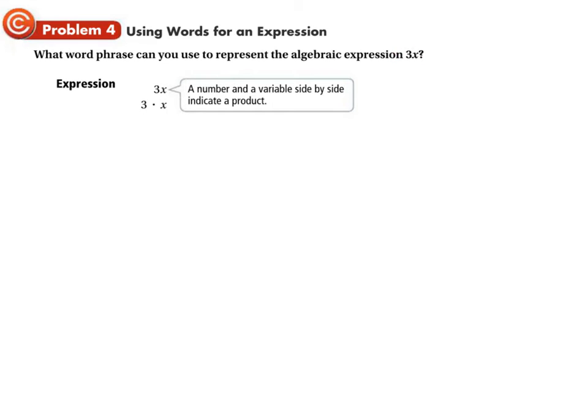You might have picked up as I just said that this is one way of writing multiplication. So you can think of this as 3 times x. A number and a variable side by side indicate a product, being multiplication. So we can use words like times or product to indicate multiplication. 3 times a number x, or 3 times x. I'm okay if you leave out the part a number and just say 3 times x. But the product of 3 and x, or the product of 3 and a number x.